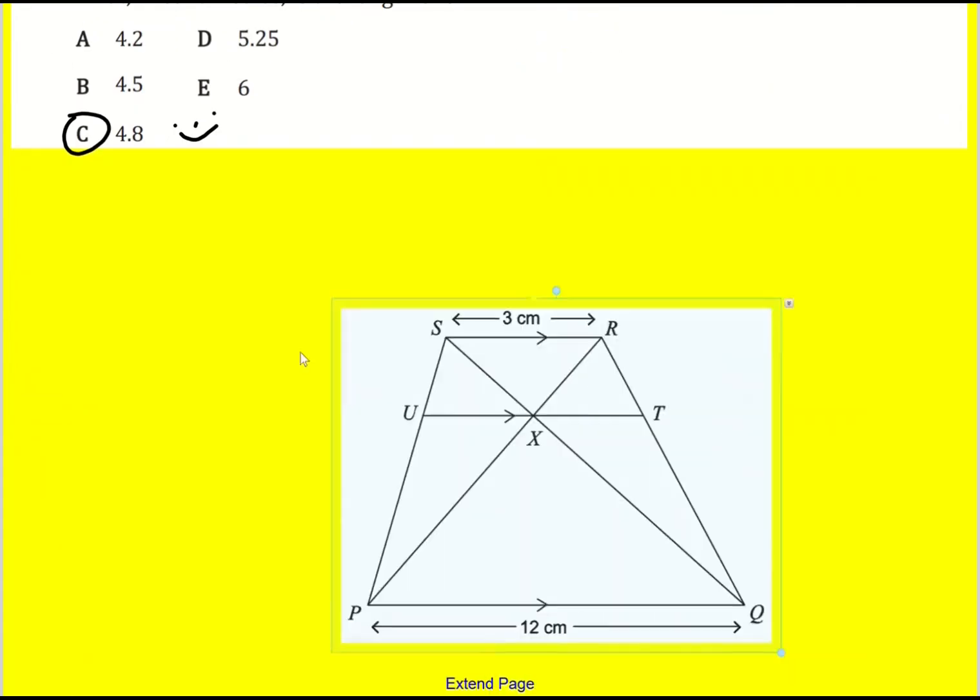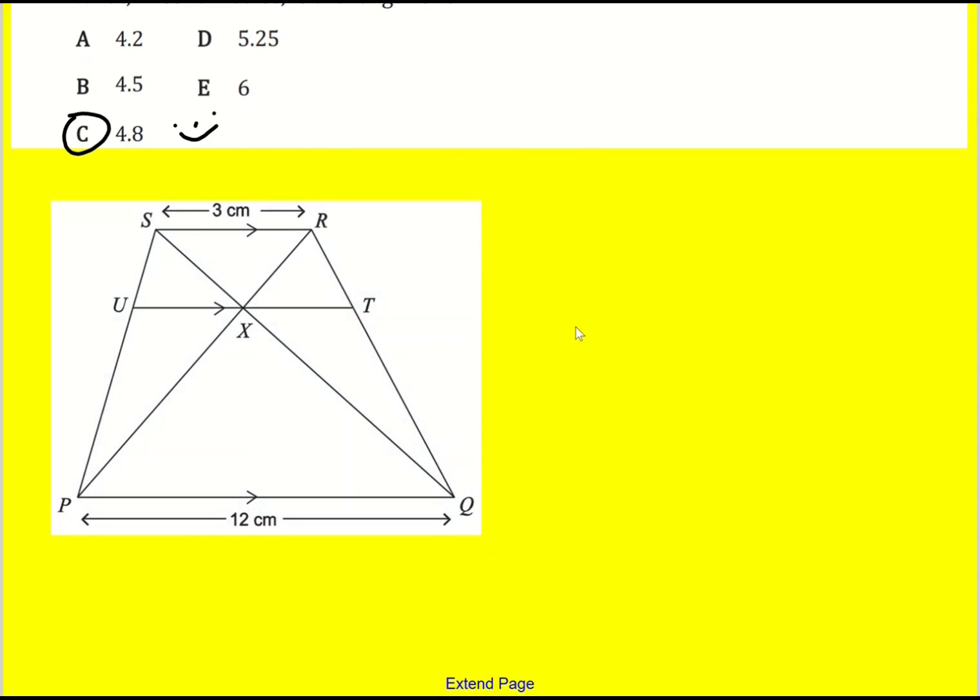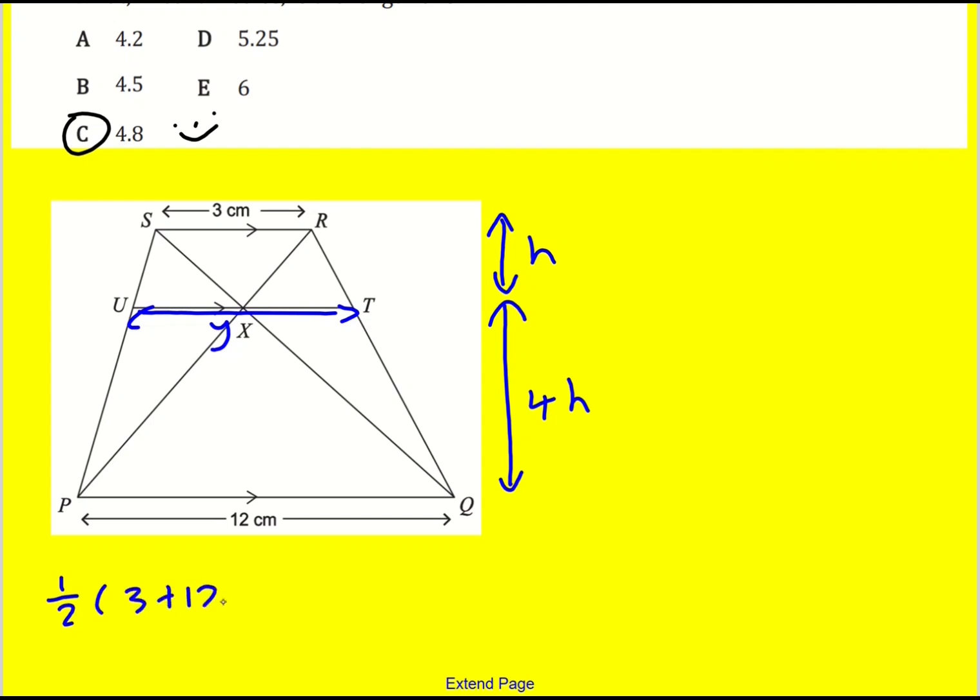So now for my approach involving area, still going to use the same result that the bottom triangle is 4 times the top triangle. This time I'm going to use the height. I'm going to say that this is 4h and this is h. And I'm going to call UT, let's call it y. So I can find the area of the whole trapezium. It would be a half times 3 plus 12 multiplied by 5h. Half a plus b times the height.